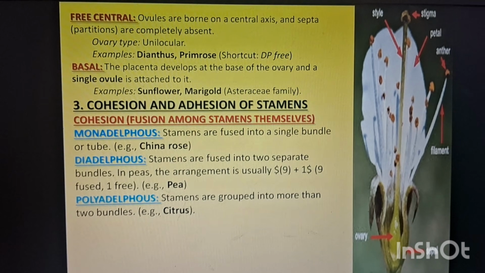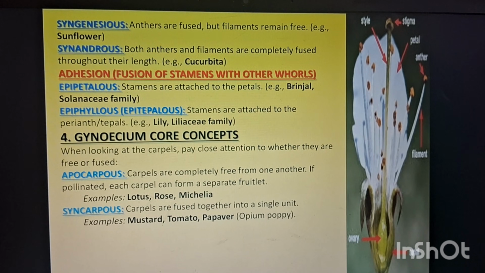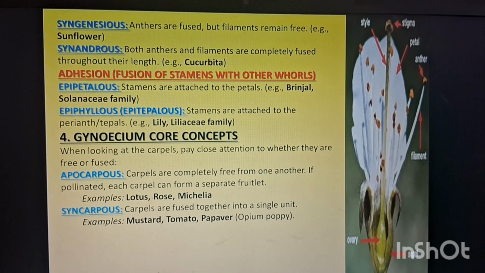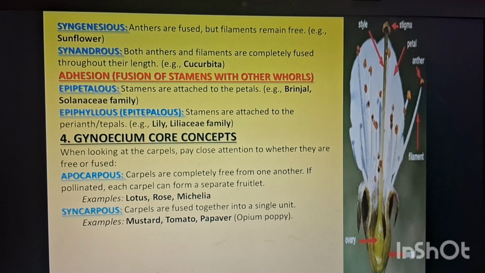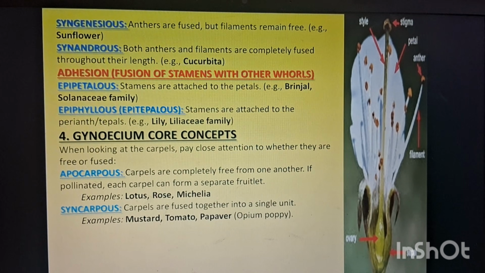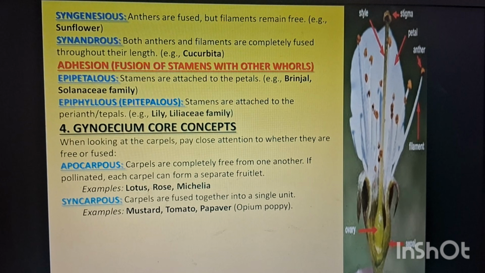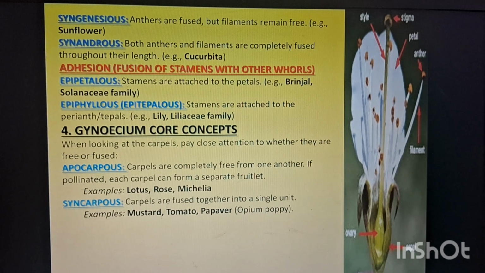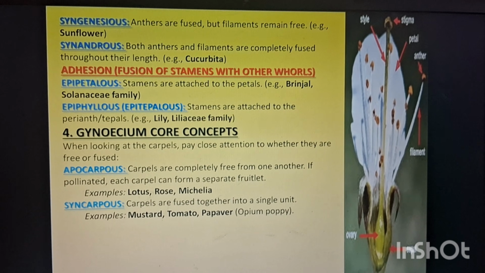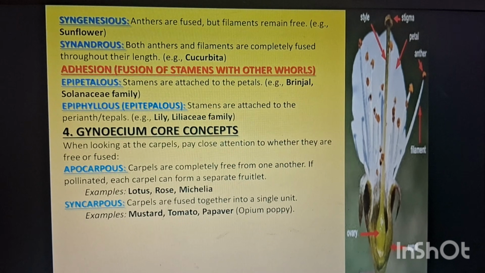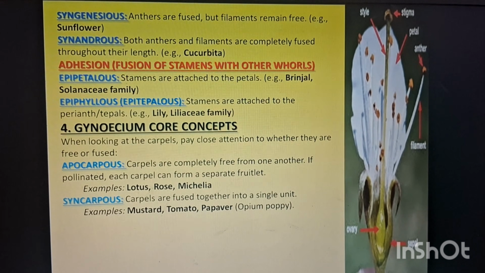Next, polyadelphous. Stamens are grouped into more than two bundles. Example citrus. Next, syngenesious. Anthers are fused but filaments remain free. Example sunflower. Next, synandrous. Both anthers and filaments are completely fused throughout their length. Example cucurbita.